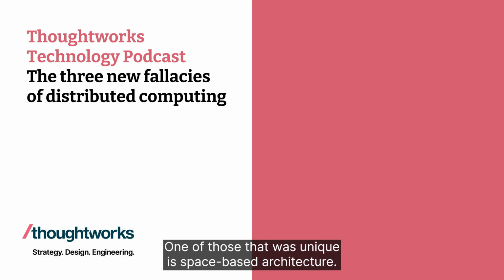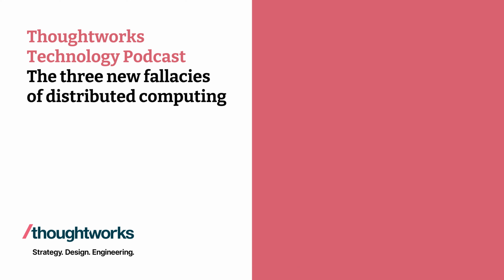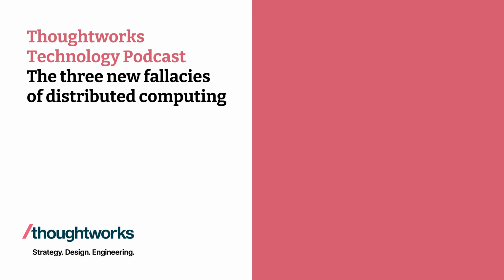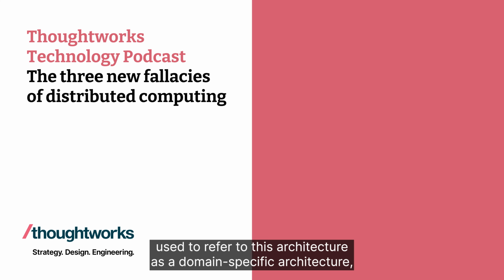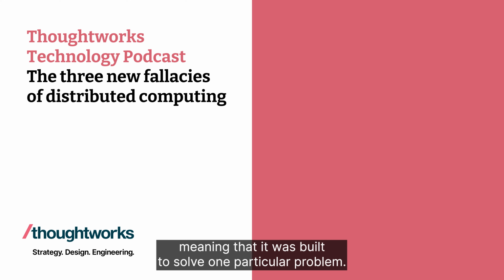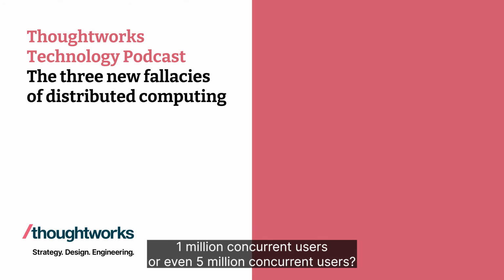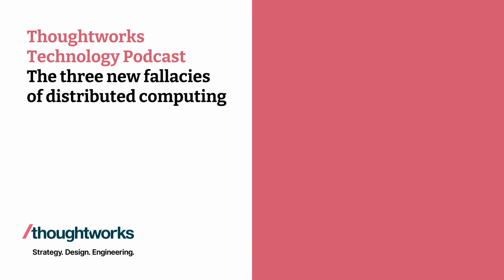And one of those that was kind of unique is space-based architecture. Neal and I, before microservices came out, used to refer to this architecture as a domain-specific architecture, meaning that it was built to solve one particular problem, and that was of elasticity and high levels of scalability. These kinds of systems: how do you support 1 million concurrent users or even 5 million concurrent users?